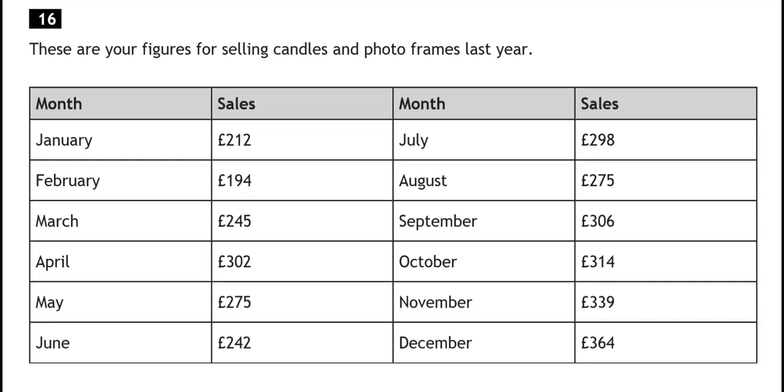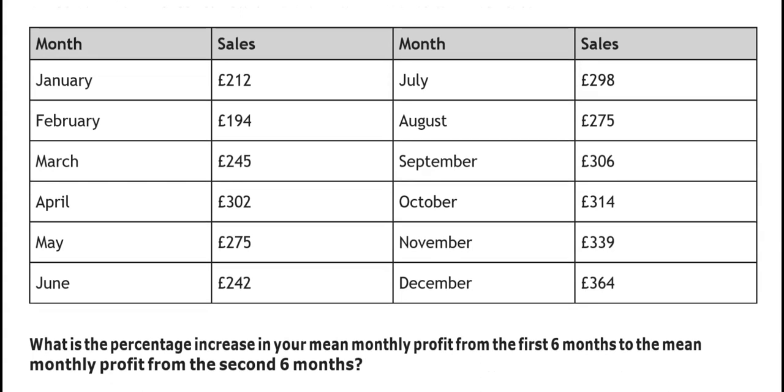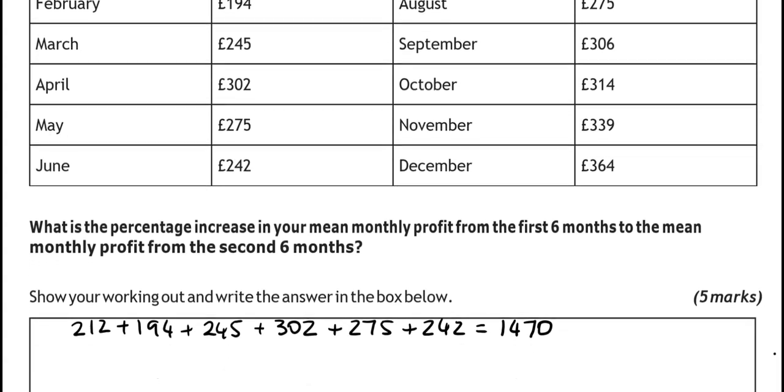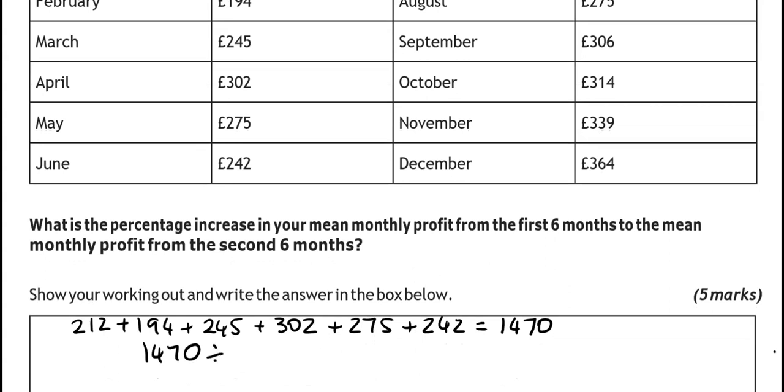These are your figures for selling candles and photo frames last year. What's the percentage increase in your mean monthly profit from the first 6 months to the mean monthly profit from the second 6 months? So we'll add the profit from the first 6 months, which is 212, add 194, add 245, add 302, add 275, add 242, which is 1470, which then we're going to divide by 6, and it gives us 245.